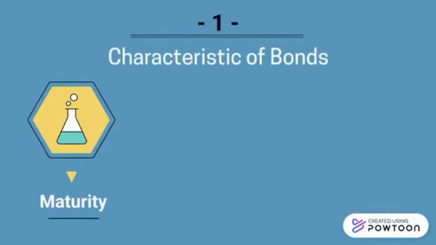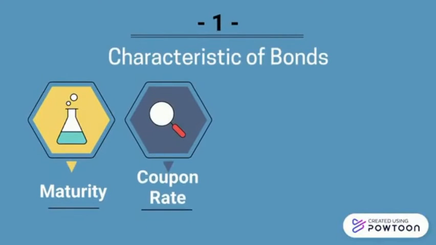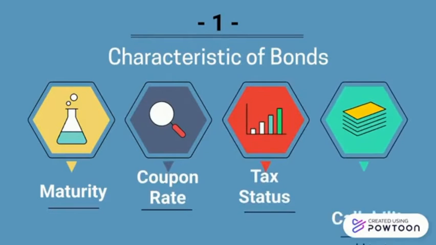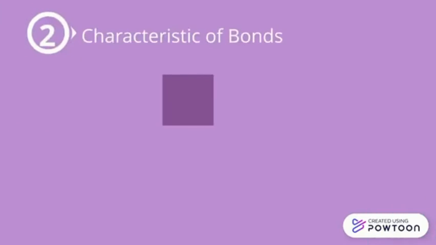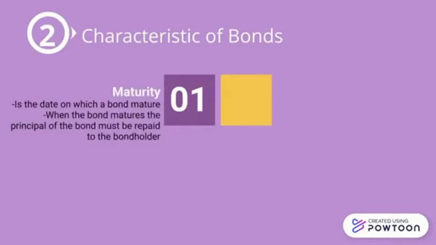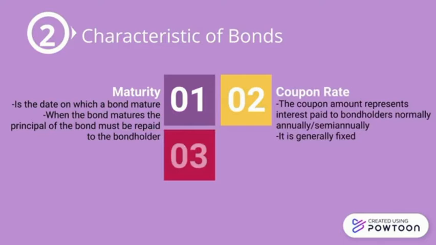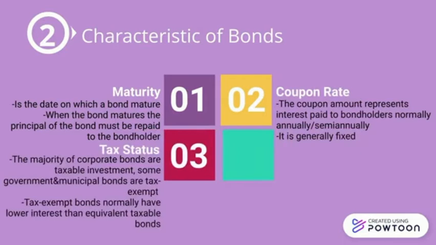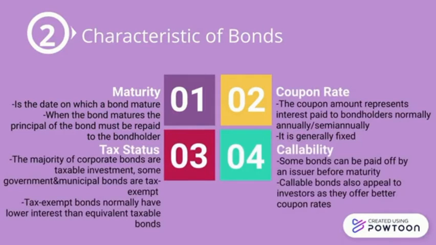There are four characteristics of bonds, which are maturity, coupon rate, tax status, and callability. Maturity is the date on which a bond matures, and when the bond matures, the principal of the bond must be repaid to the bondholder. Coupon rate is the coupon amount that represents interest paid to bondholders, normally annually or semi-annually, and it is generally fixed.